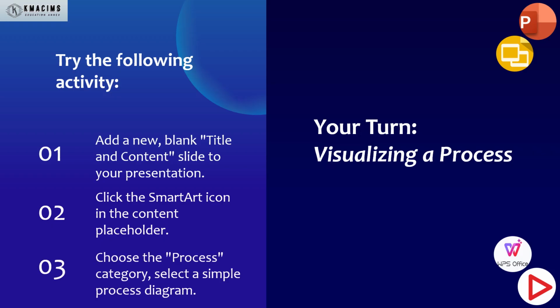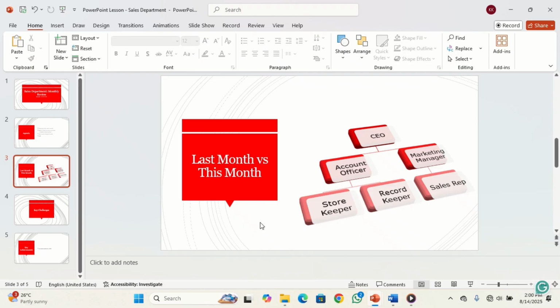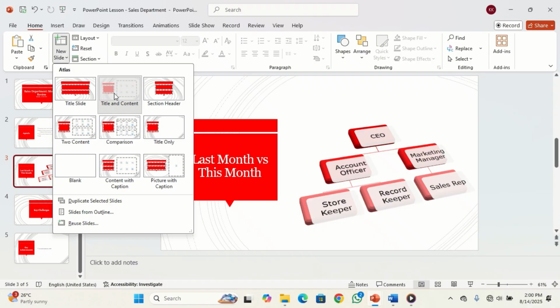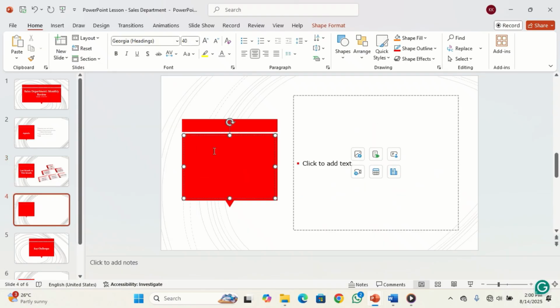Let's turn a boring list into a dynamic diagram. 1. Add a new, blank title and content slide to your presentation. Title it Our 3-Step Workflow. 2. Click the SmartArt icon in the content placeholder. 3. Choose the process category. Select a simple process diagram, like Basic Process, and click OK.